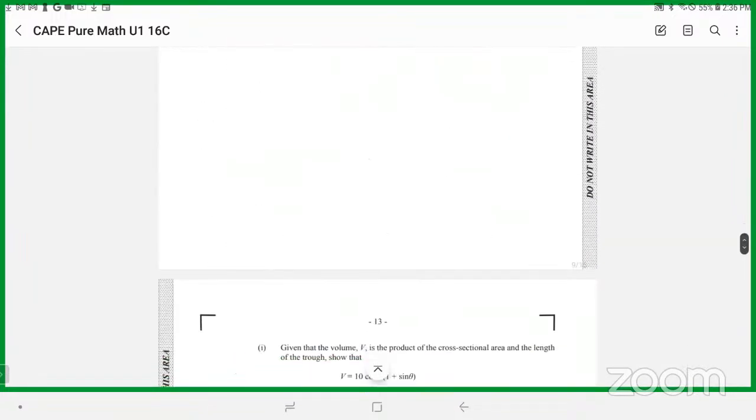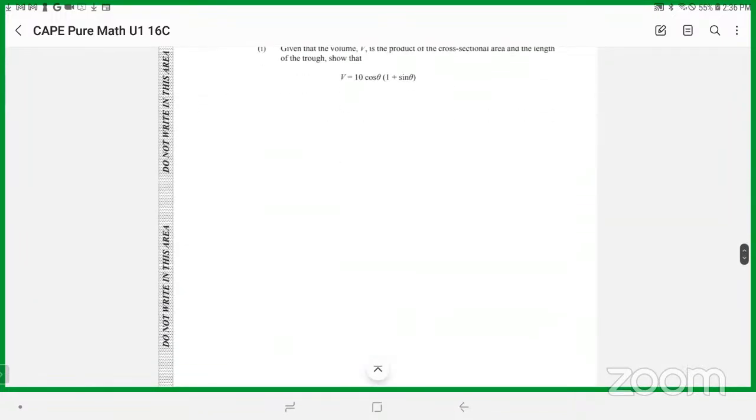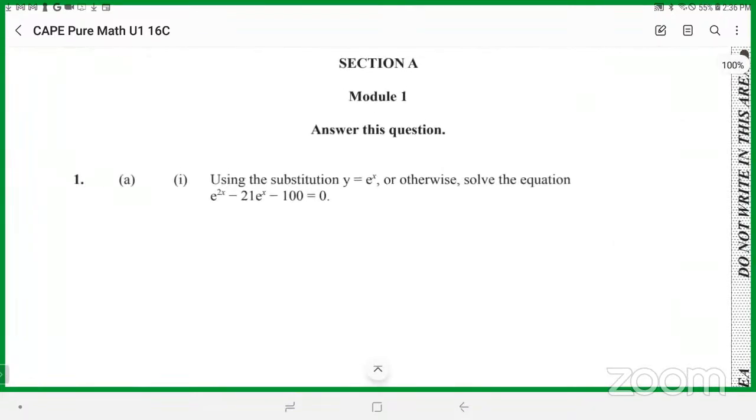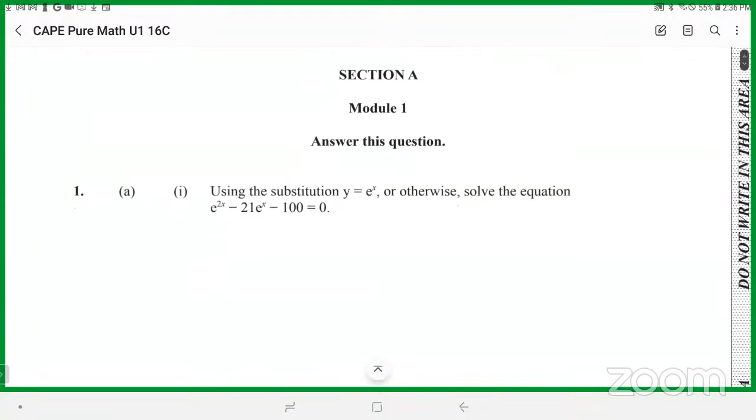On the first question, we're going to do the rest of it, which is logs, surds, and indices. The first one is a surds question, this guy's quadratic equation. Easy. It's telling us to use y equals e to the x.